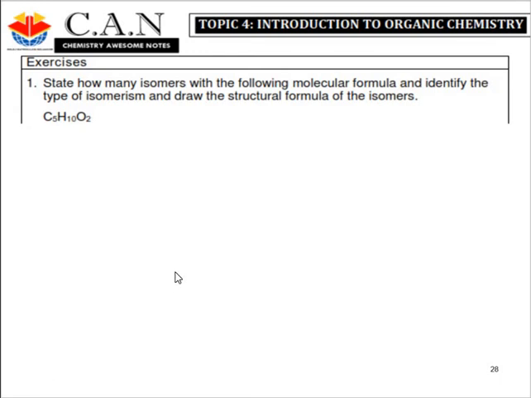So, before we end our class, okay, take a look the exercise, page 20. State how many isomers with the following molecular formula and identify the type of isomerism and draw the structural formula of the isomers. So, we have C5H10O2. Okay. So, what is the general formula for this structure? For this molecular formula, CnH2nO2. That means it is carboxylic acid.